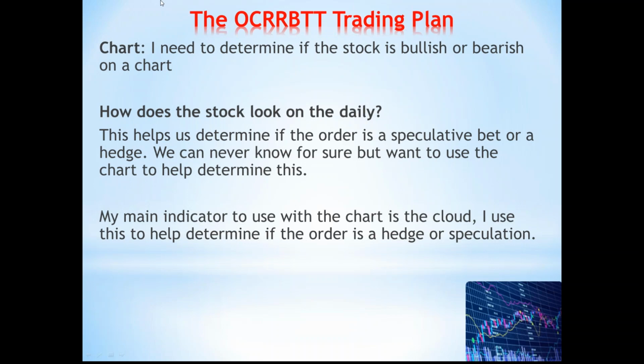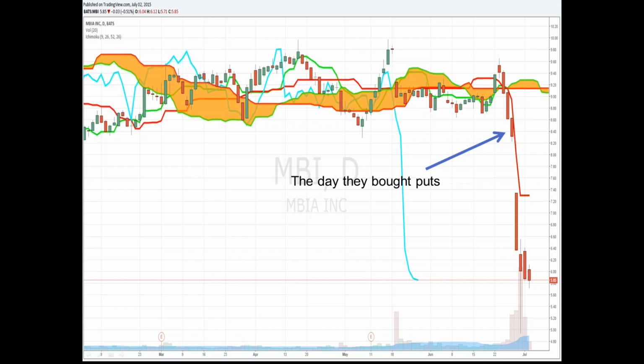So let's take a look at a chart in MBI here and see if we can determine whether or not this order was a speculative bet or a hedge. Now, what we can see right away is that MBI, on the day that they bought these puts, was breaking through some support levels at the downside here, right? Breaking through support. We also know that we're below the cloud here. Anything trading below the cloud is in bearish territory. Anything trading above it is in bullish territory. If you take only one thing away from this presentation, make it that, right?